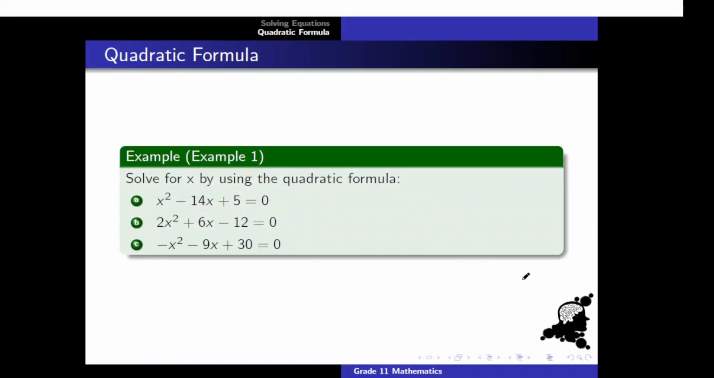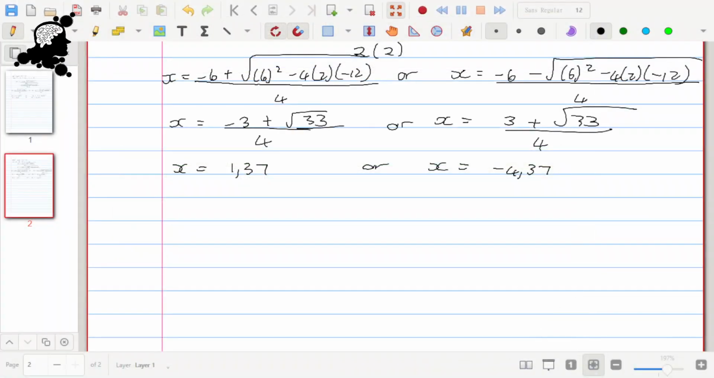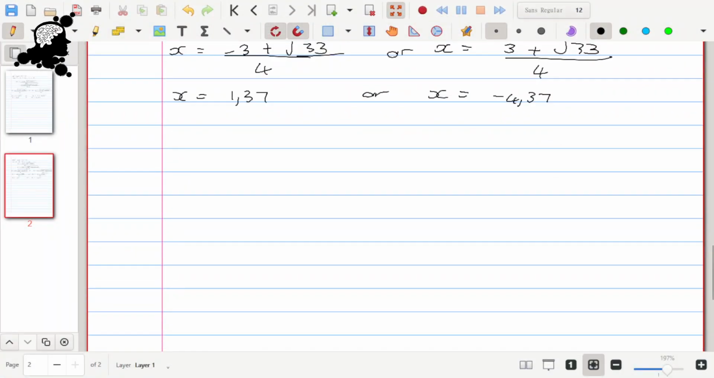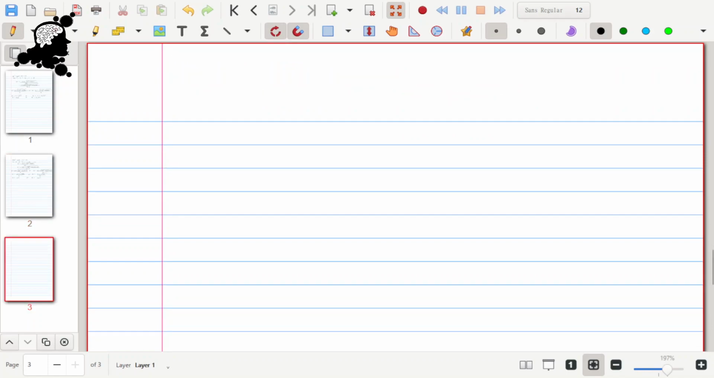Right, our next question says negative x squared minus 9x plus 30 is equal to 0. Let's go to the writing pad and try this out. Once again, let me open a new sheet of paper. We have negative x squared minus 9x plus 30 is equal to 0. Before we do anything, let us write down the values of a, b, and c. So a is equal to negative 1, b is equal to negative 9, c is equal to 30.